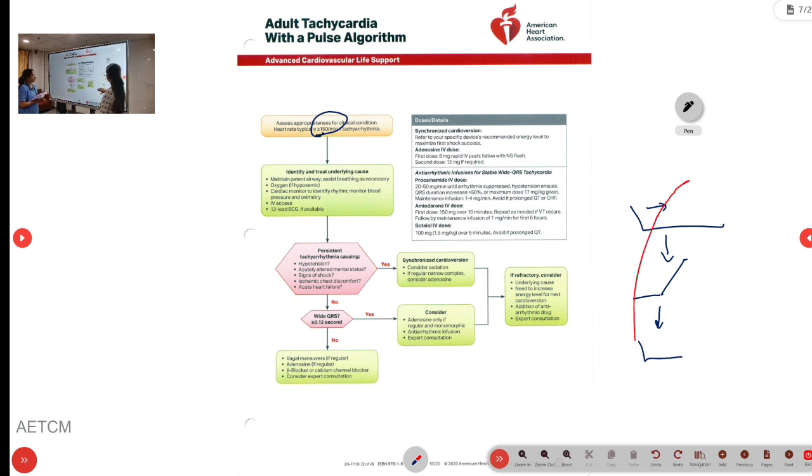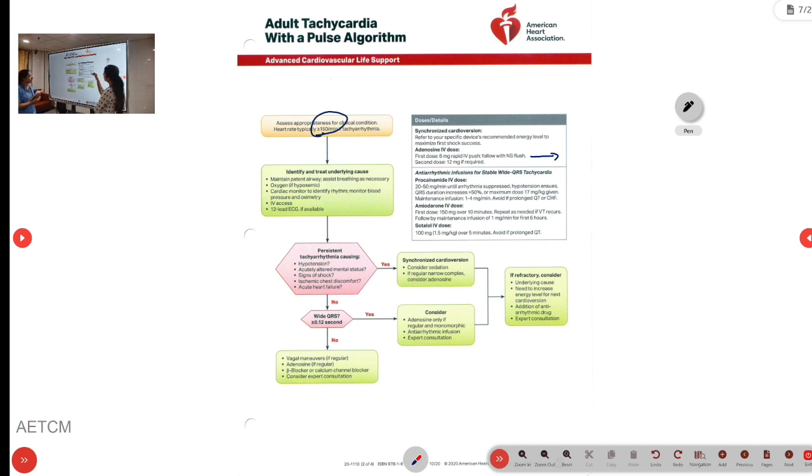Okay. So for this patient, what was done? We tried a vagal maneuver. There was no reversion. So next we gave injection adenosine 6 milligram IV, followed by a 10 ml NS bolus. Okay. So what is adenosine? It is an antiarrhythmic, a class 5 antiarrhythmic drug.